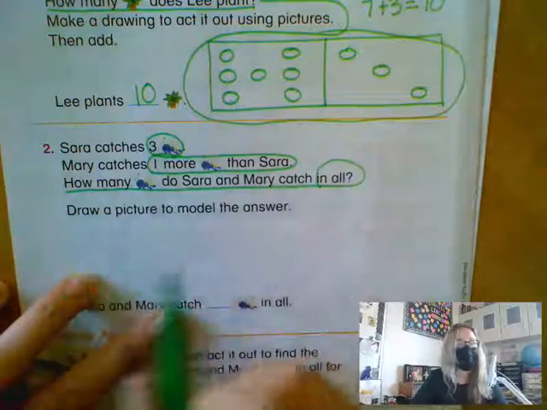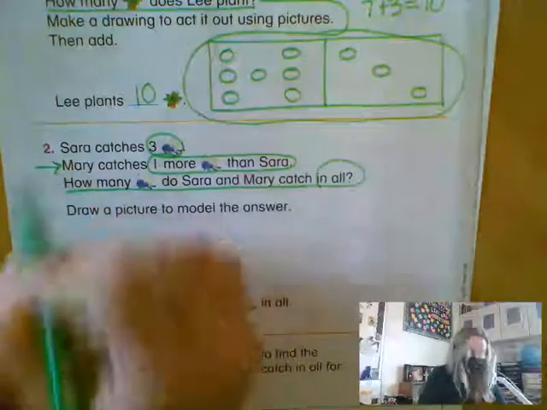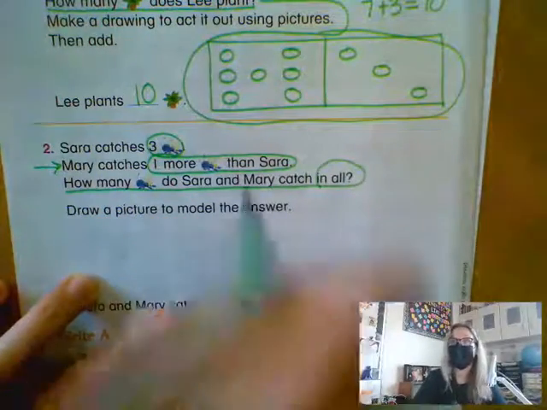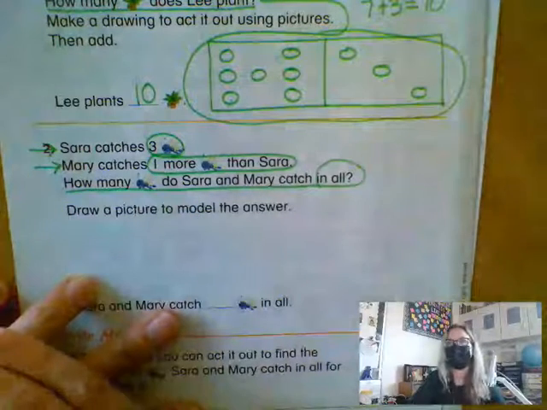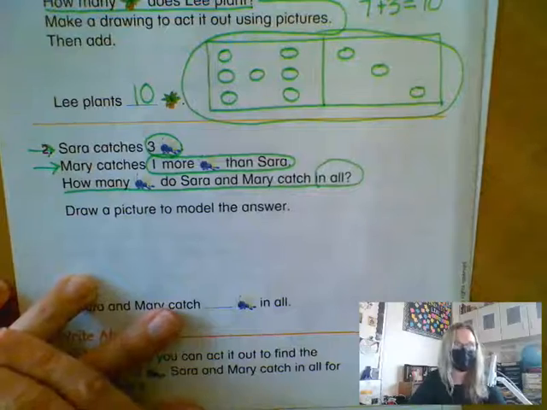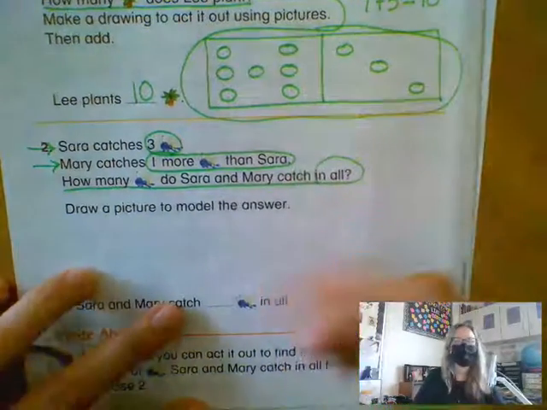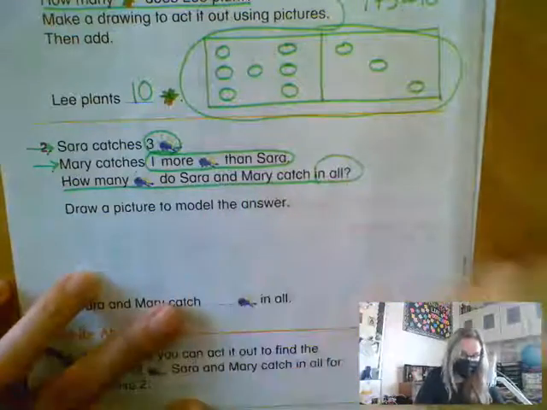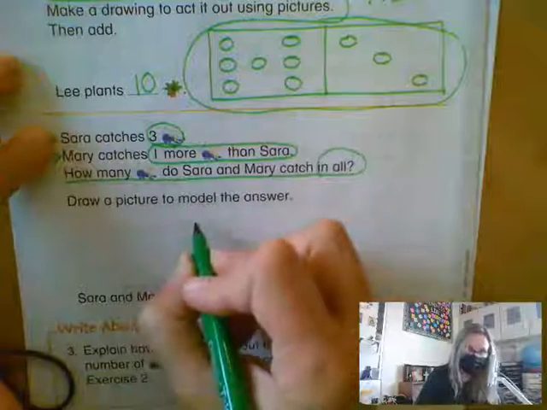So to solve this, the first thing we need to figure out is how many does Mary catch? And then we can add that to how many Sarah catches. Do you follow? All right, I see lots of nodding heads. That tells me you're getting it. Okay, so let's figure out how many Mary has, and then we'll add up Sarah and Mary to find out how many in all. So Sarah has 3. Here's her 3.